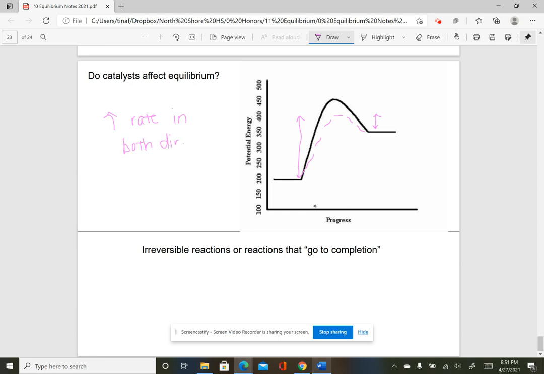So if we're increasing the rate in both directions, is that going to mess up my equilibrium? Is that going to be considered a stress? No, not at all. They love to throw catalyst in there as what is a stress, and it's just not. Concentration, temperature, and pressure are.